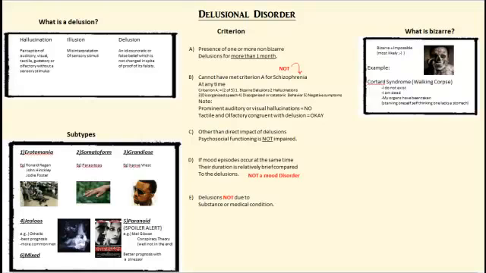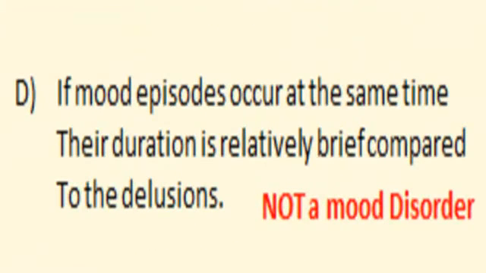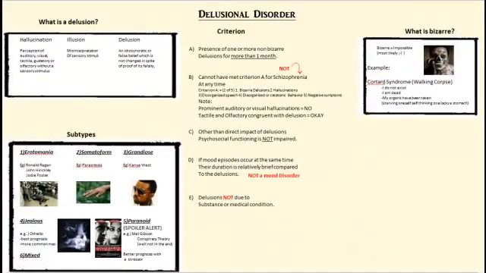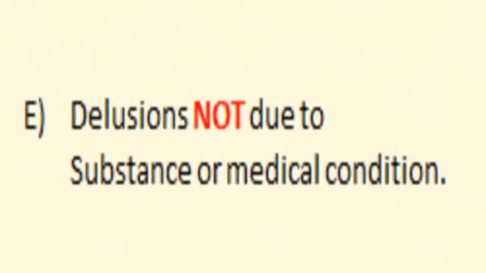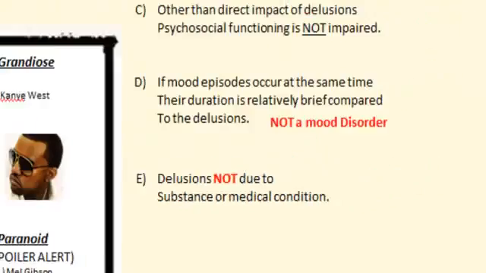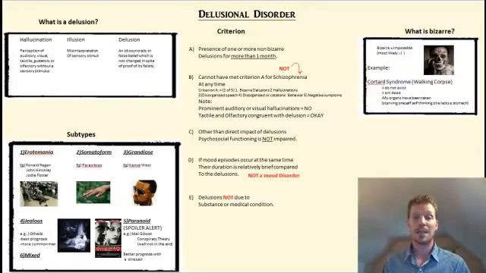D, if mood episodes occur at the same time, their duration is relatively brief compared to the delusion. So this is another diagnosis of exclusion. We're saying this is not a mood disorder. The delusions are not in relation to psychotic breaks during mood disorders. Finally, E, the delusion is not due to a substance or medical condition. Another diagnosis of exclusion. You are not having paranoid delusions because you're too high on cocaine and you're scared the police are coming. You are not having delusions because you have multi-infarct dementia. So those are A, B, C, D, and E. You've got to meet them to diagnose a delusional disorder.